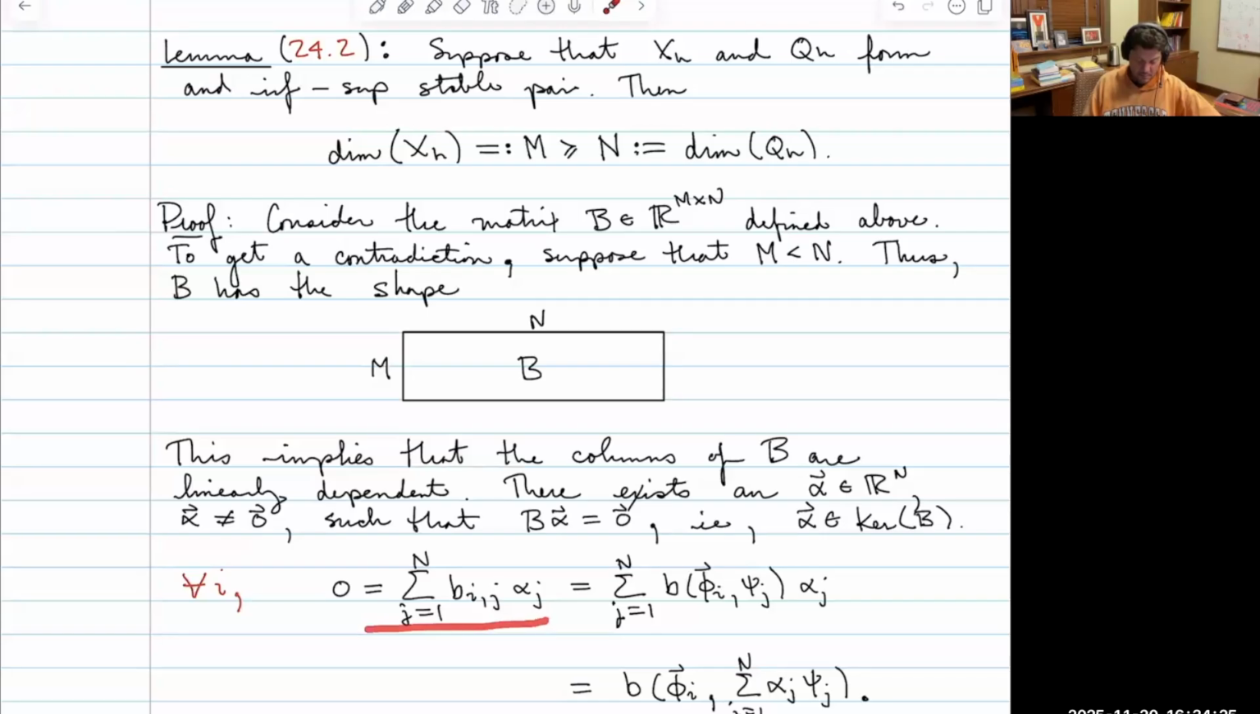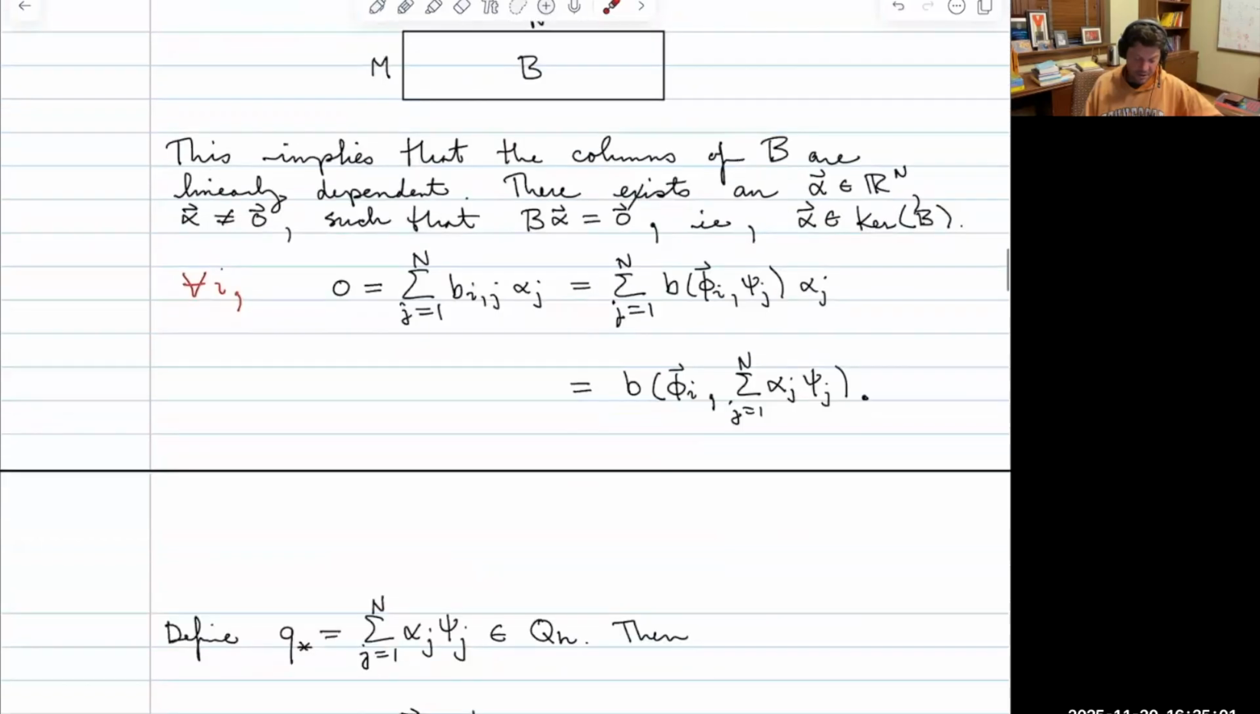And so this equation for each i must satisfy this. Now, what is the definition of B_ij? B_ij is just B, the bilinear form, of phi_i, psi_j. Now we're summing in j, and this doesn't depend at all on j, so we can move this sum entirely in here, as we can that coefficient. And if we do that, we can just have an expression like that.